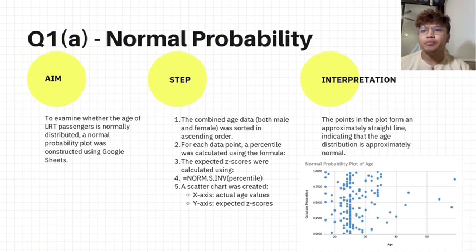The aim of this analysis is to examine whether the age of LRT passengers is normally distributed. To do this, we use Google Sheets to create a normal probability plot. So we will follow the steps.